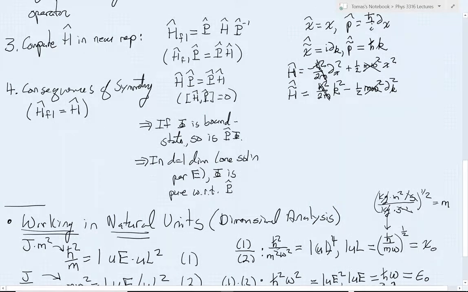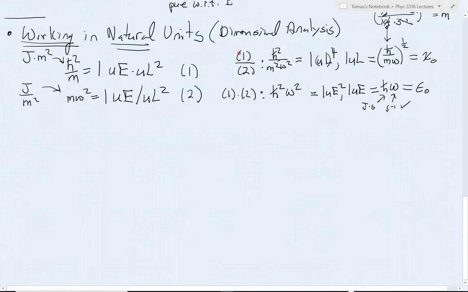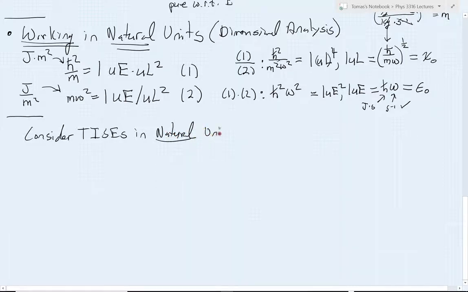Let's now consider the consequences of these Hamiltonians having exactly the same structure in either representation. To do that, let's consider now the corresponding time-independent Schrodinger equations that we're getting, but written down in the natural units that we've just derived.